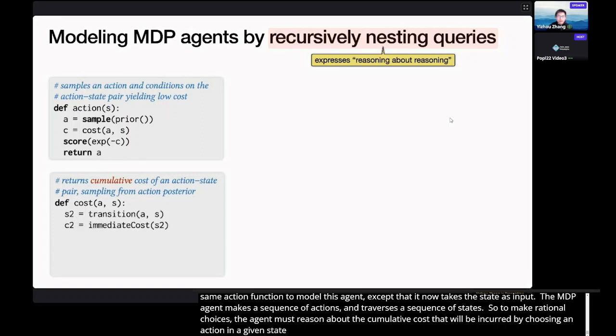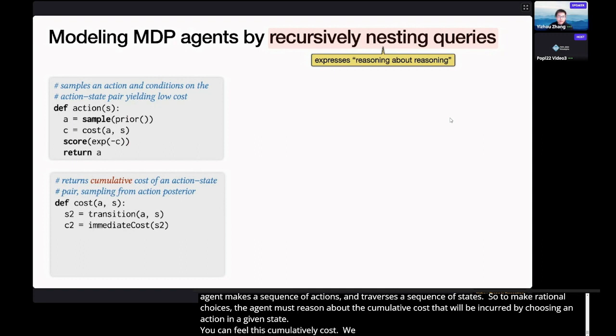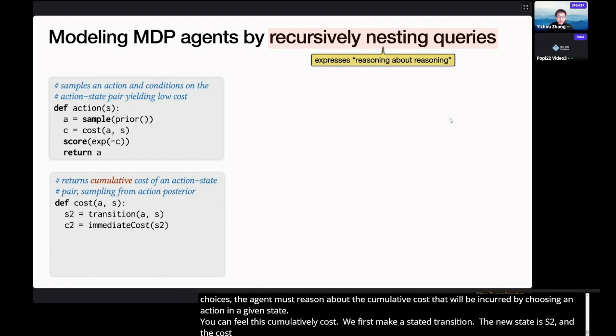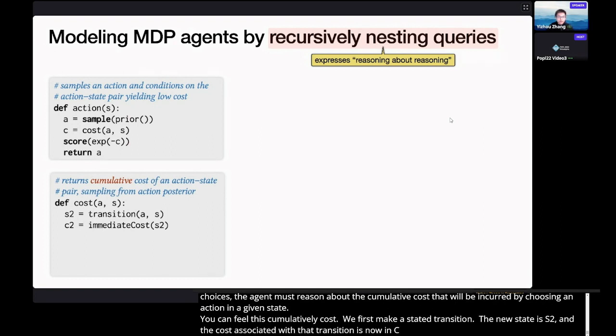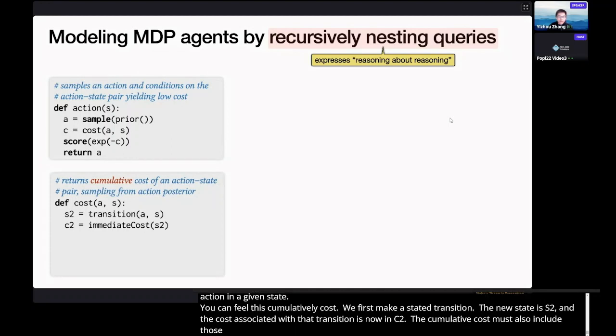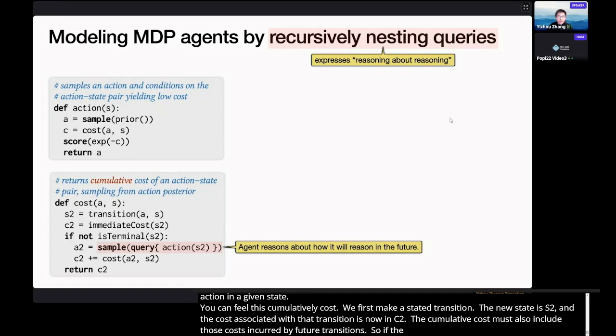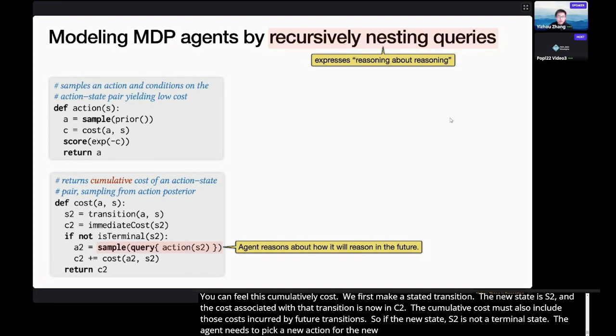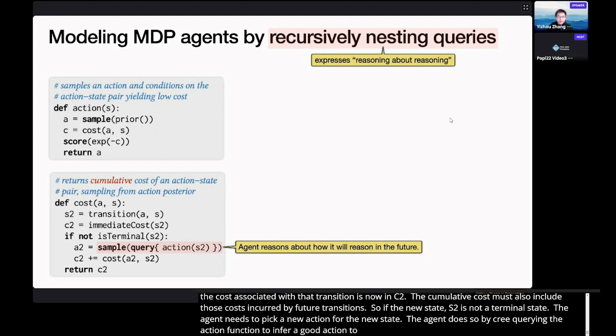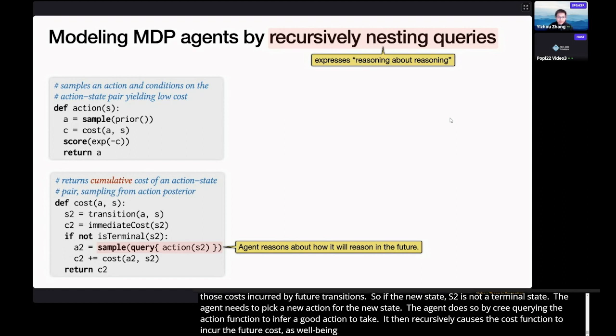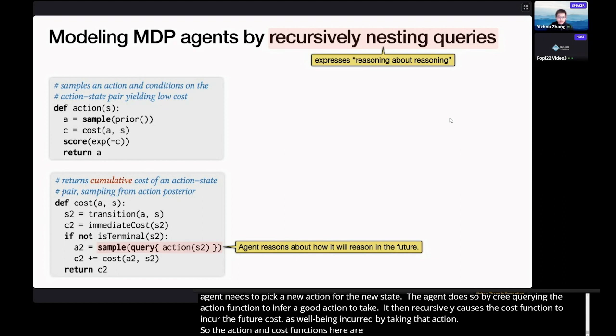To compute this cumulative cost, we first make a state transition. The new state is S2, and the cost associated with that transition is now in C2. The cumulative cost must also include those costs incurred by future transitions. So if the new state S2 is not a terminal state, the agent needs to pick a new action for the new state. The agent does so by querying the action function to infer a good action to take. It then recursively calls the cost function to compute the future cost that will be incurred by taking that action. So the action and cost functions here are mutually recursive, with the queries recursively nested, modeling how the agent reasons about its own reasoning in future states.